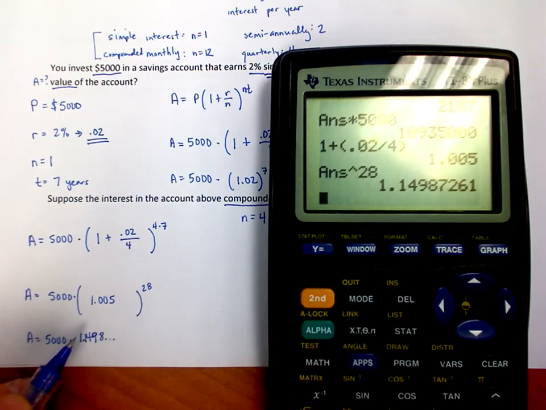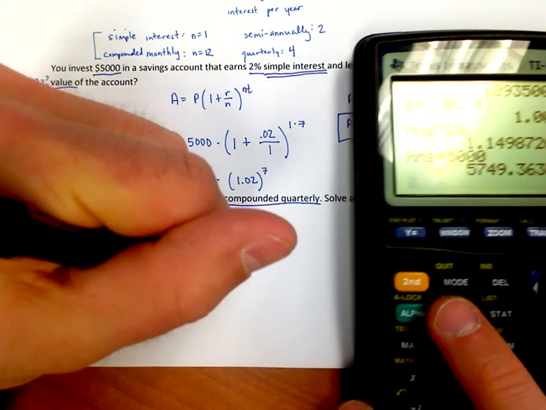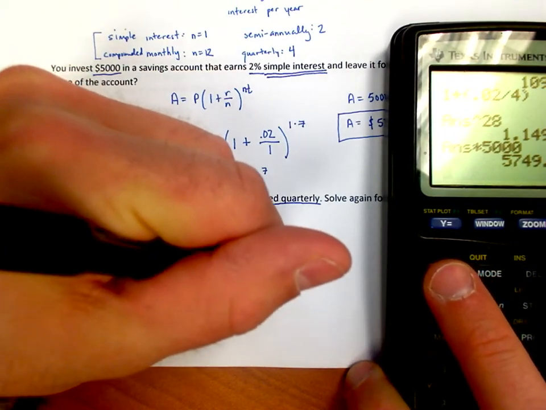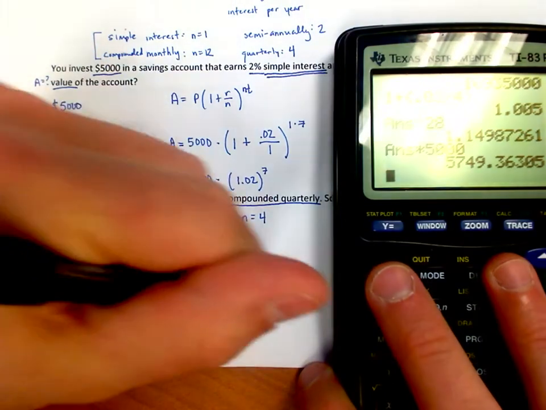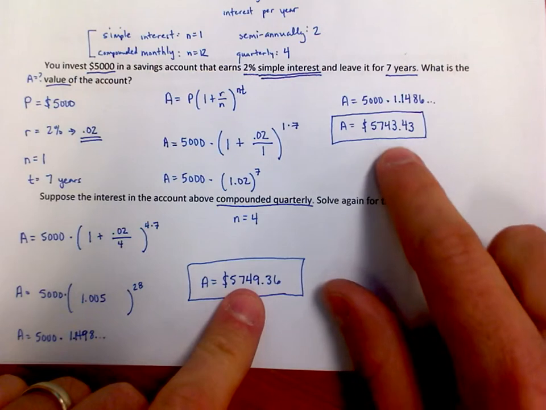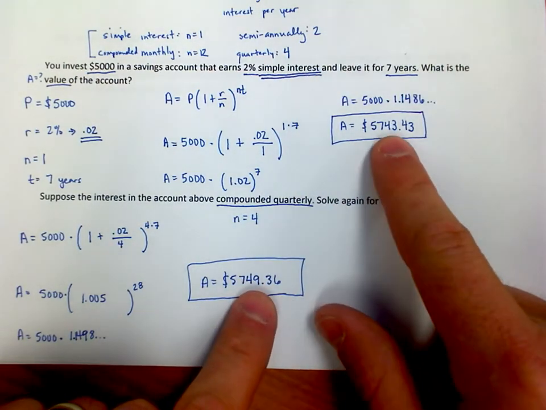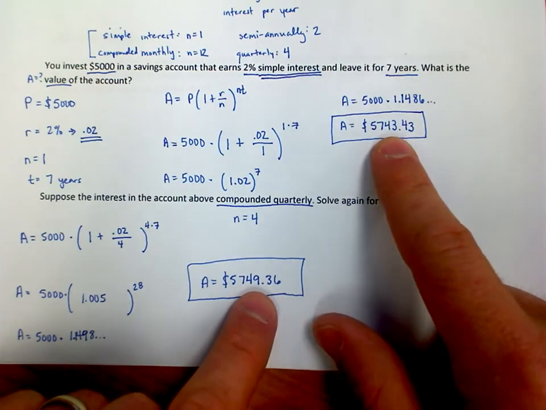Okay, so now let's take that value and multiply it by 5,000. And we have now $5,749.36 based on this. 0.363, so we leave it as 0.36. So look at that. When they compound the interest quarterly instead of once a year, it looks like you get a little bit more money out of it, a whopping $6 more. Not a huge difference, but hey, you get a little bit more.